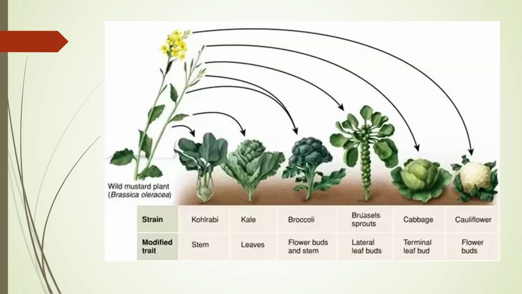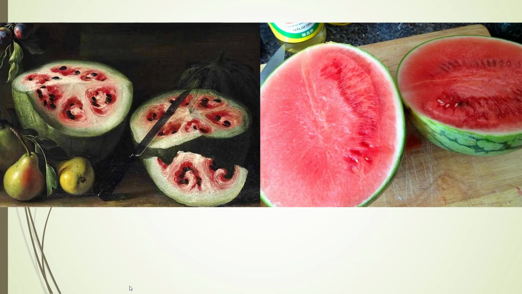Here's an example. The wild mustard plant, through artificial selection, through humans choosing which plants get to reproduce and which ones don't, produced all of these different types of vegetables. Kohlrabi, kale, broccoli, Brussels sprouts, cabbage, and cauliflower all came from this wild mustard plant. Kind of cool.